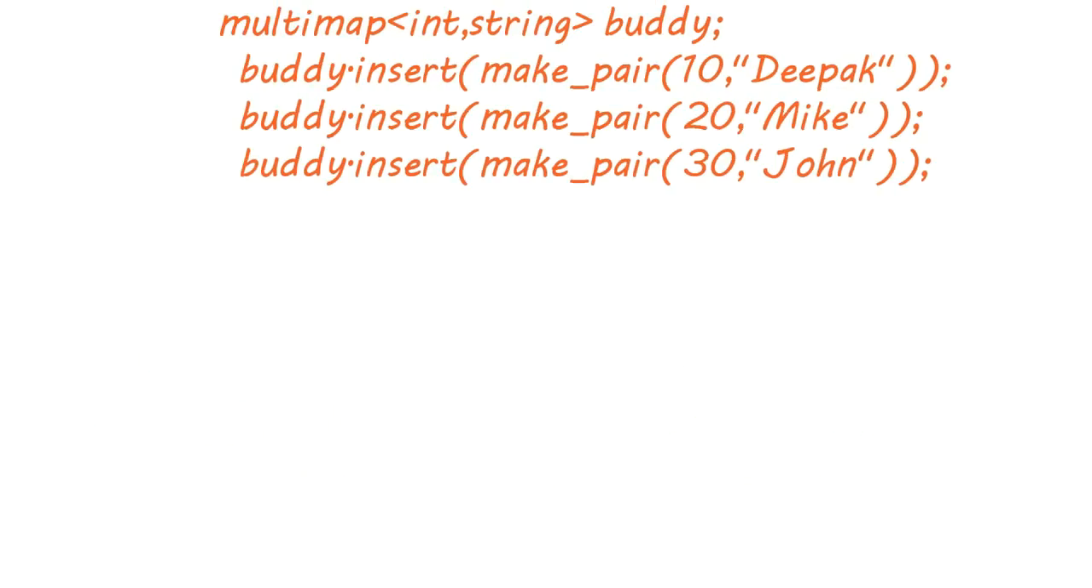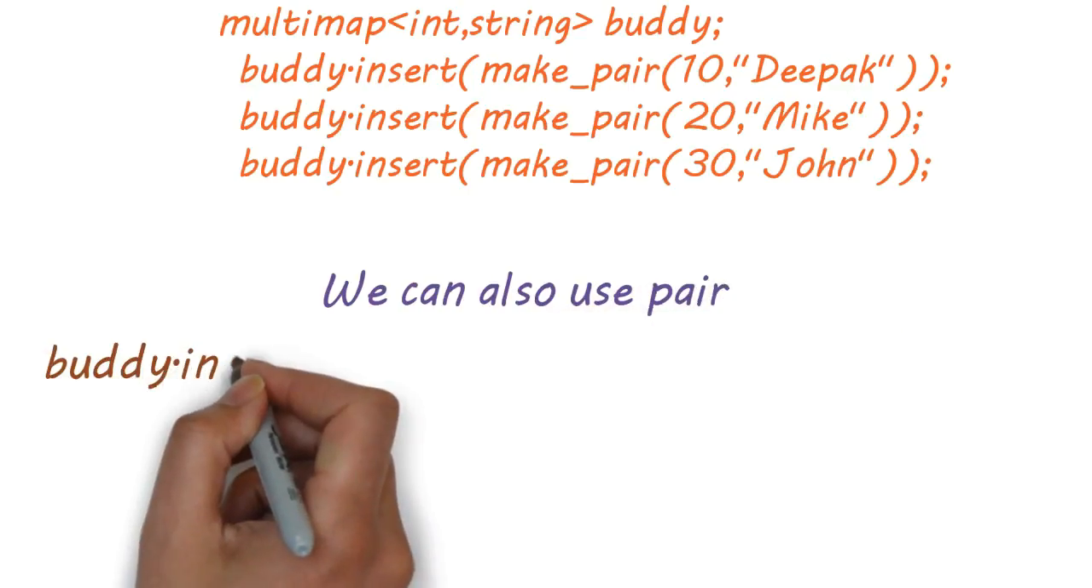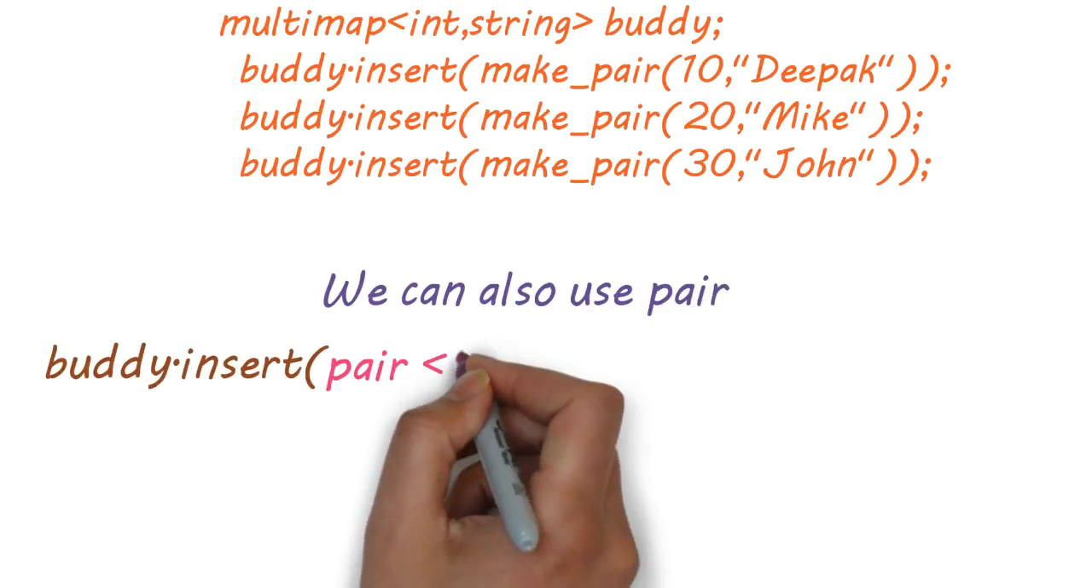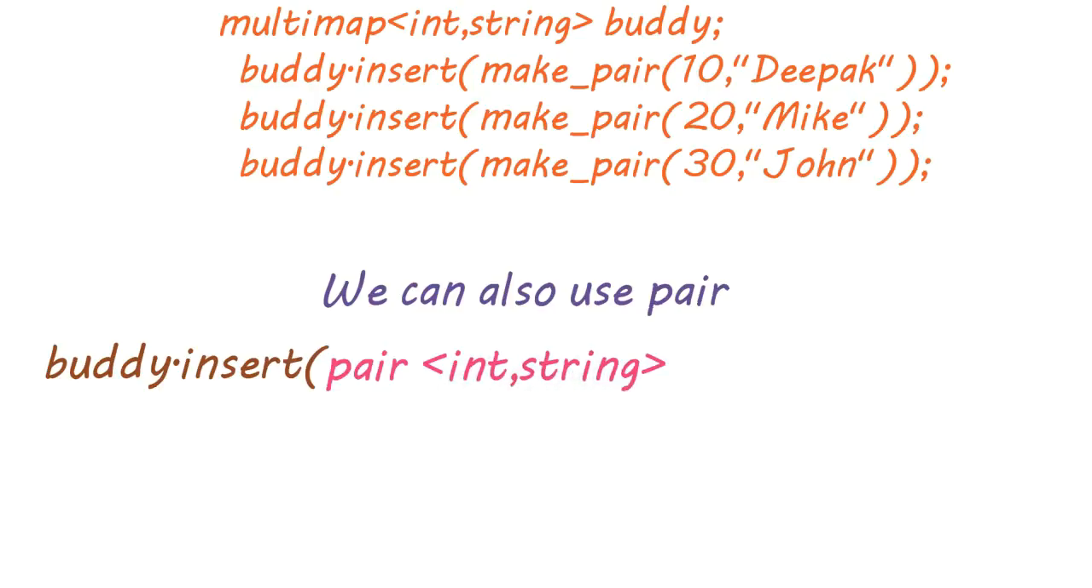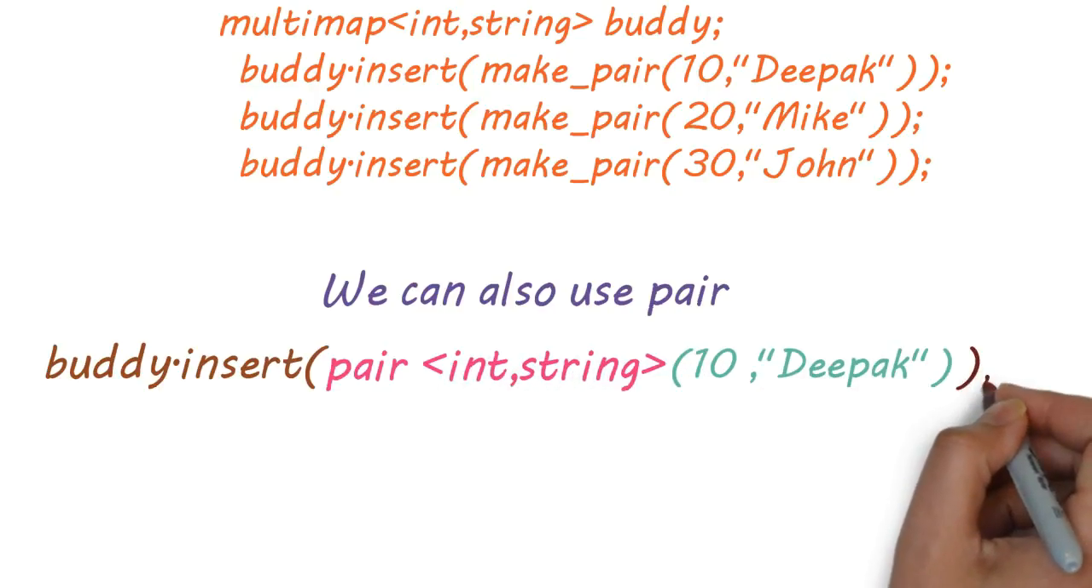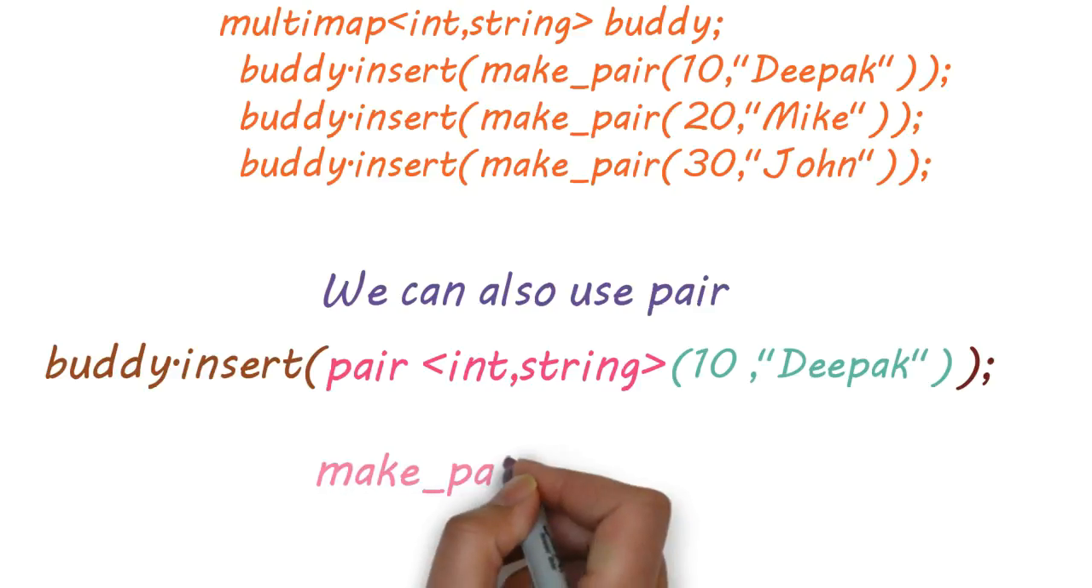If you don't want to use make pair, you can also use pair. For example, buddy.insert and inside it, we create a pair of int and string. This is just a syntax of pair. But I found make pair easier.